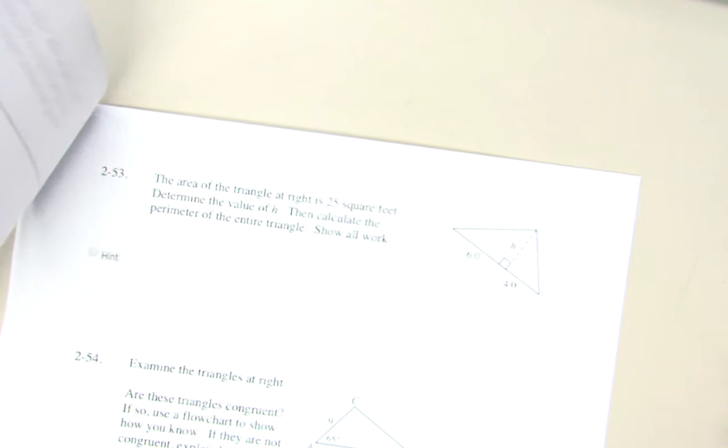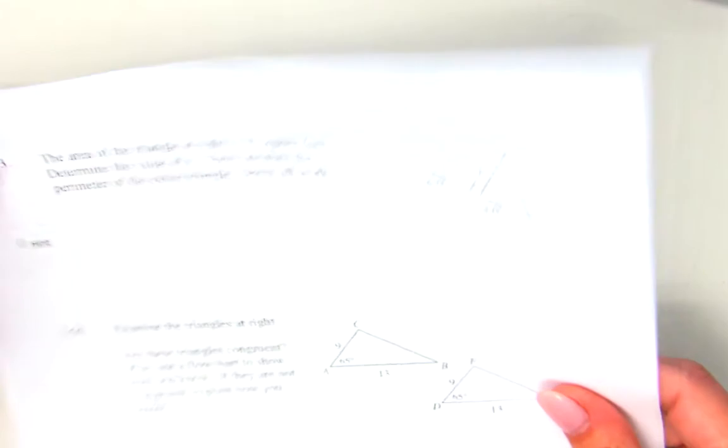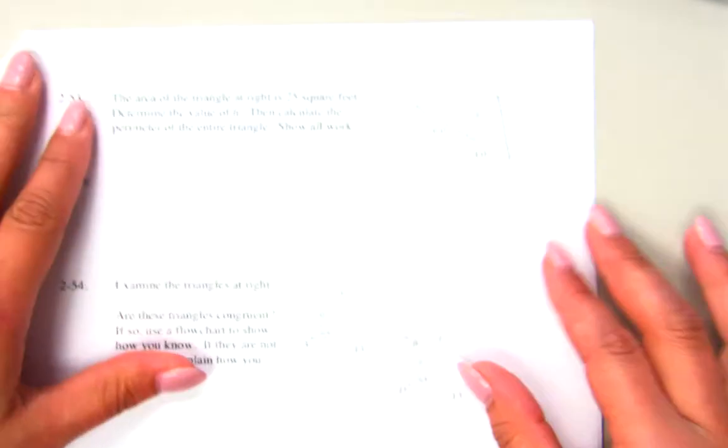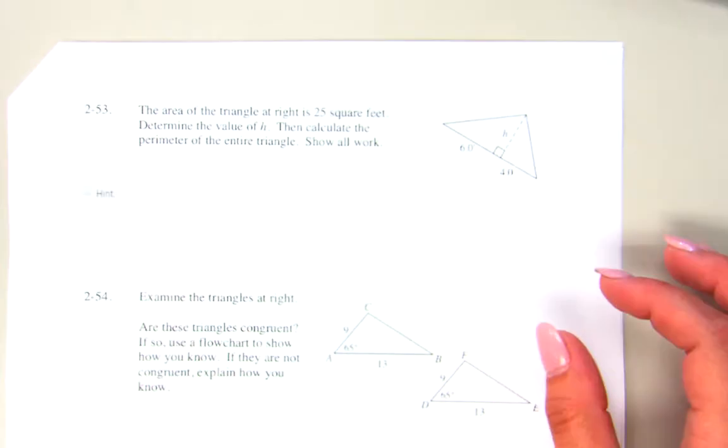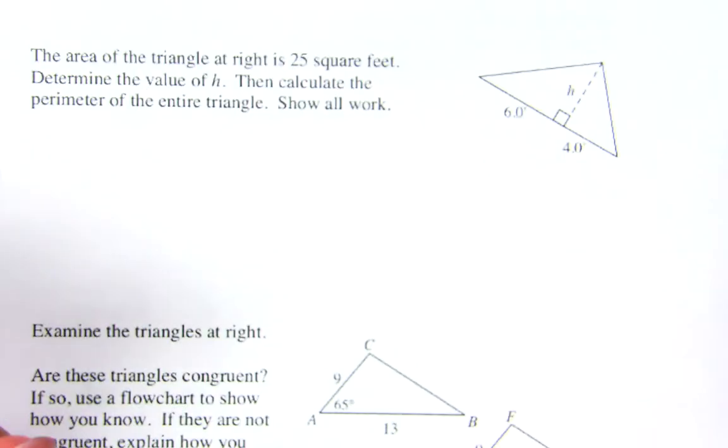Alright, 53 is where we're going to go to next. The area of the triangle at the right is 25 square feet. Determine the value of the height. Calculate the perimeter of the entire triangle. Show all your work. Oh boy. Really? Okay, fine.